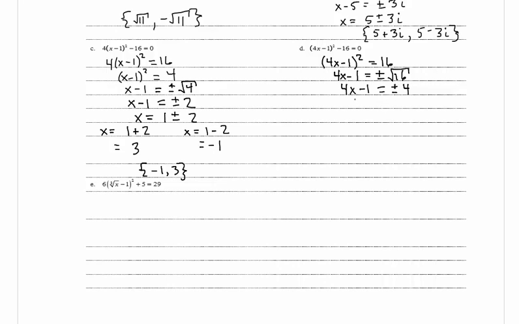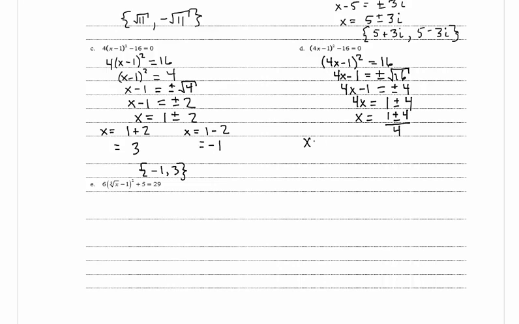So we have 4x minus 1 is equal to plus and minus 4. And now we're going to add 1 to both sides. So we have 4x is equal to 1 plus or minus 4. And now we need to divide by 4. So we have x is equal to 1 plus or minus 4, divided by 4.